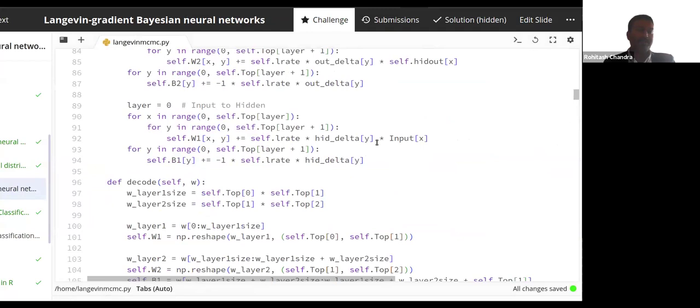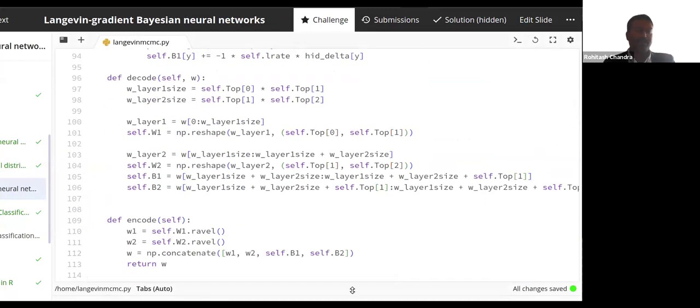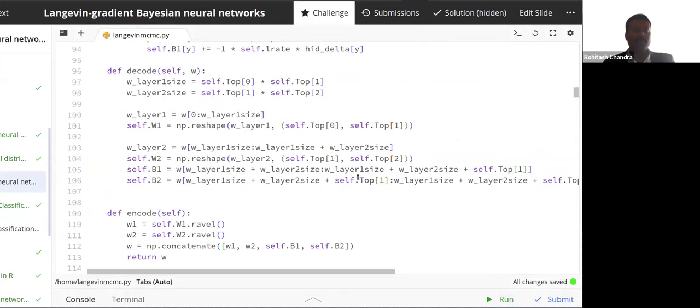So this is basically putting all of them together, right? The previous code.